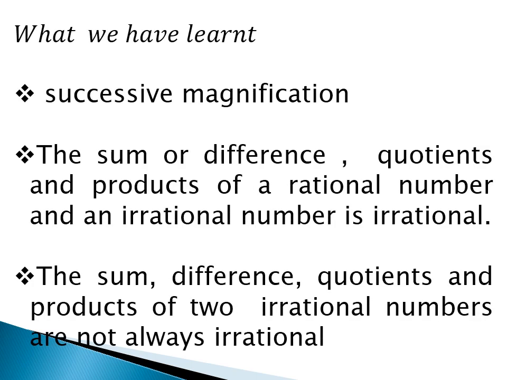So what we have learned today: first point is successive magnification, that we have already learned. The second point is the sum, difference, quotient and product of a rational and an irrational number is irrational. Two types of numbers we are taking, one rational and another irrational, then your answer is always irrational. The third point: the sum, difference, quotient or product of two irrational numbers is not always irrational. That means it may be rational or it may be irrational.